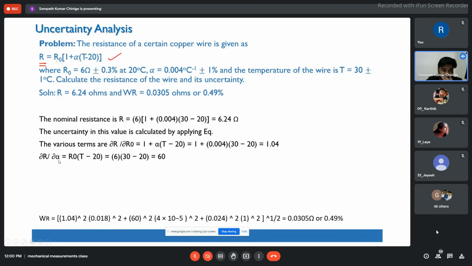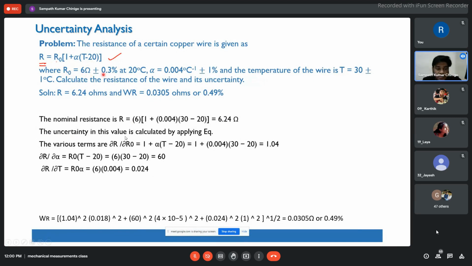Similarly, the next term is dou R by dou alpha. When you differentiate, it is nothing but R0 into t minus 20, because the first term is not there. So alpha is gone, and we are left with R0 into t minus 20, that is 60. The second term has come. The third term is dou R by dou t. So R0 into alpha; the t term is 1 and the other is a constant, so it is gone. So 6 into 0.004, that is 0.024.